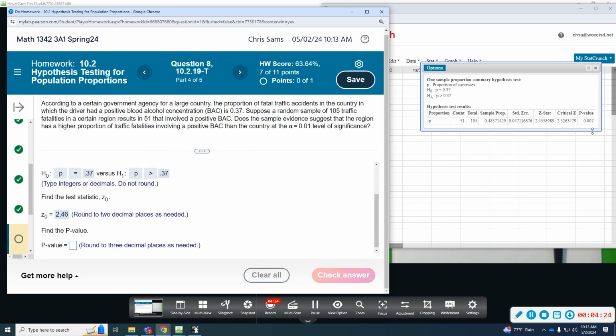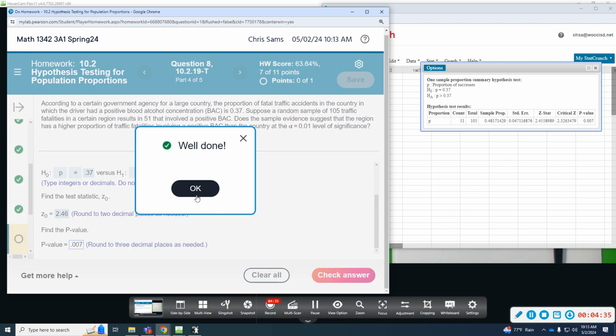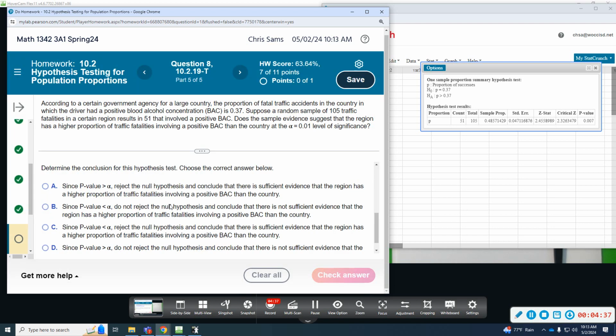The p-value is 0.007. So this p-value is less than 0.01 because it is 0.007. So there is strong evidence to conclude that this is high. So we are going to reject the null in favor of the alternative. So p-value greater than alpha, reject the null, conclude there is sufficient evidence that the region has a higher proportion. Yes, all of this is the exact language that we want to use.